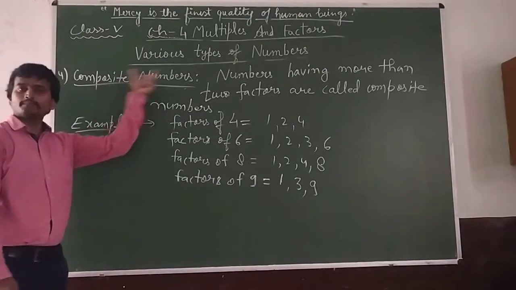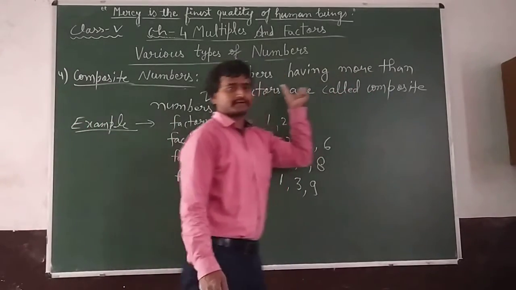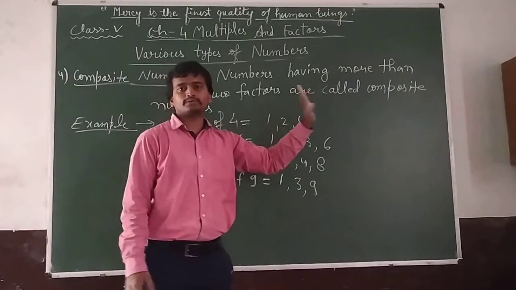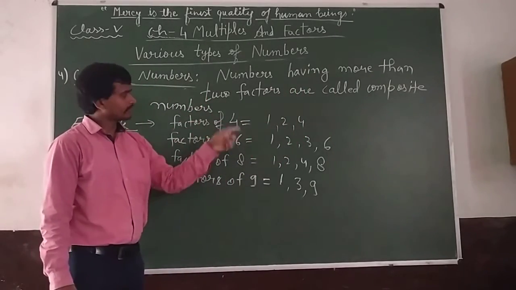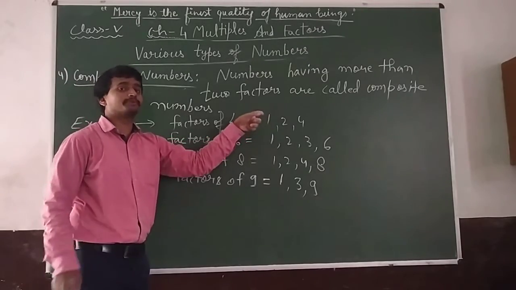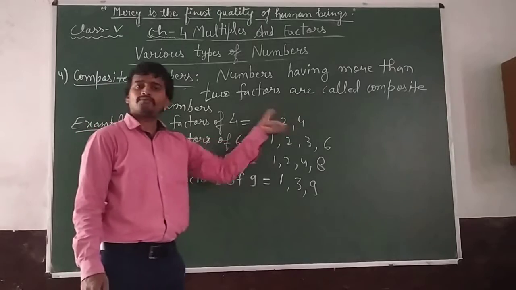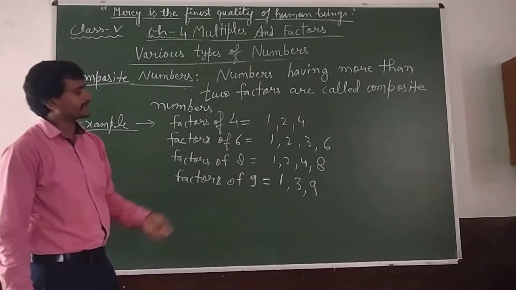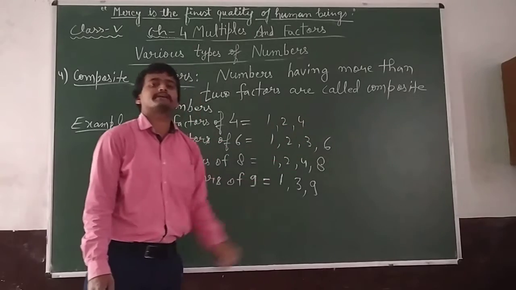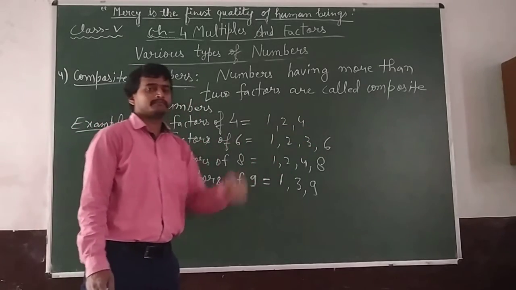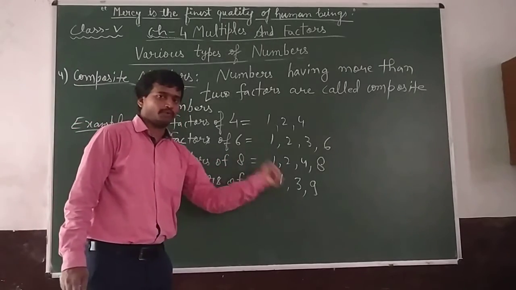Next one is composite numbers. Numbers having more than 2 factors are called composite numbers. For example, factors of 4. 4 is completely divisible by 1, 2, 4. So these are the factors of 4. Factors of 6. 6 is divisible by 1, 2, 3, 6. These are the factors of 6. Similarly, factors of 8 and factors of 9.